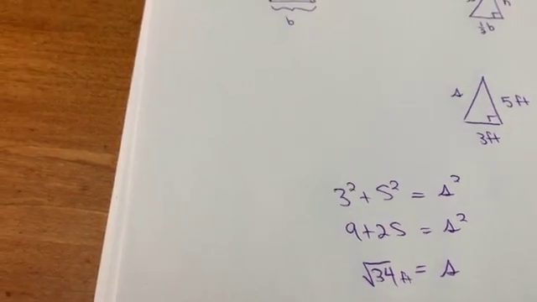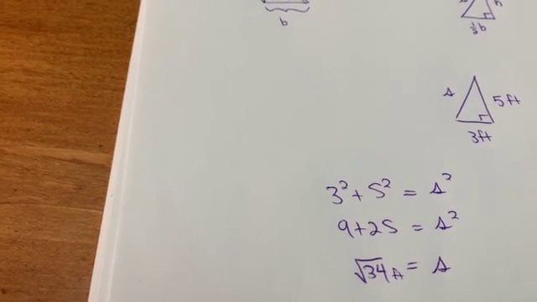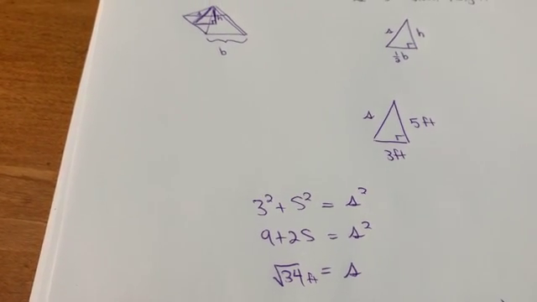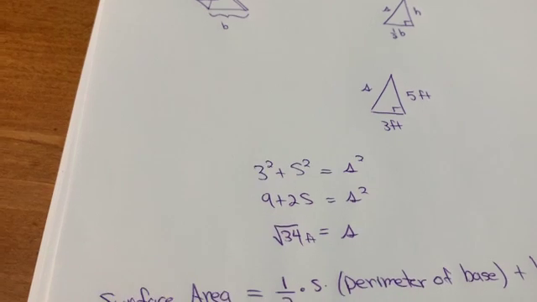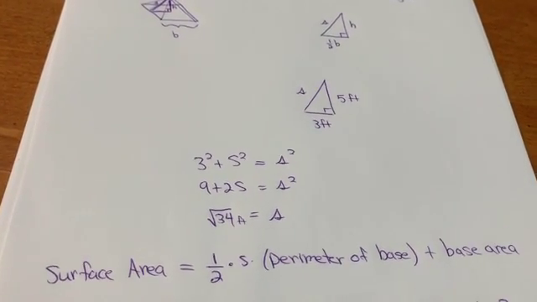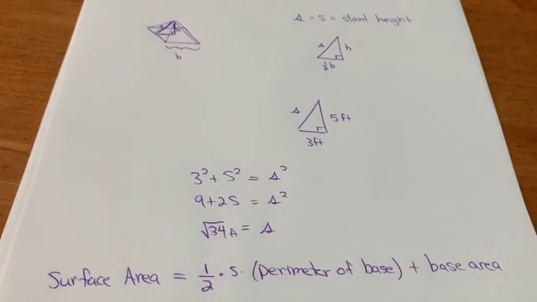Rather than write the awful decimal that is 5 point something feet, I'm just going to leave it as root 34 for a second. That way I can just round in the final step. If there were rounding instructions, I'd worry about it. We have our formula that says surface area is 1/2 slant height times perimeter of the base plus the base area. Base area is easy enough to find.